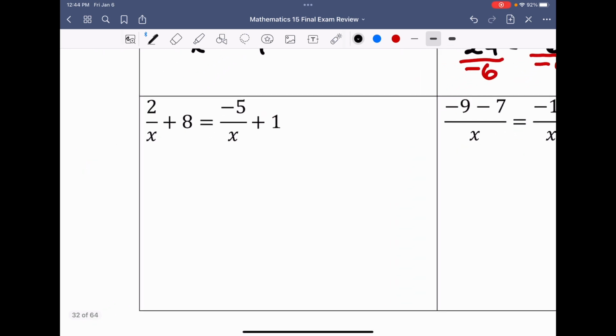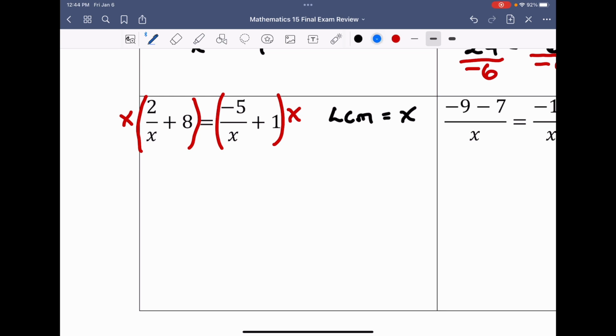Now, we move on to this next example. The only difference is now we have two variables going on, but they're the same variable. Nice part about this is that we can just multiply both sides by what we consider our LCM. Our LCM is simply just x, because it's the one thing that appears in the denominator, so we're just going to multiply both sides by x.